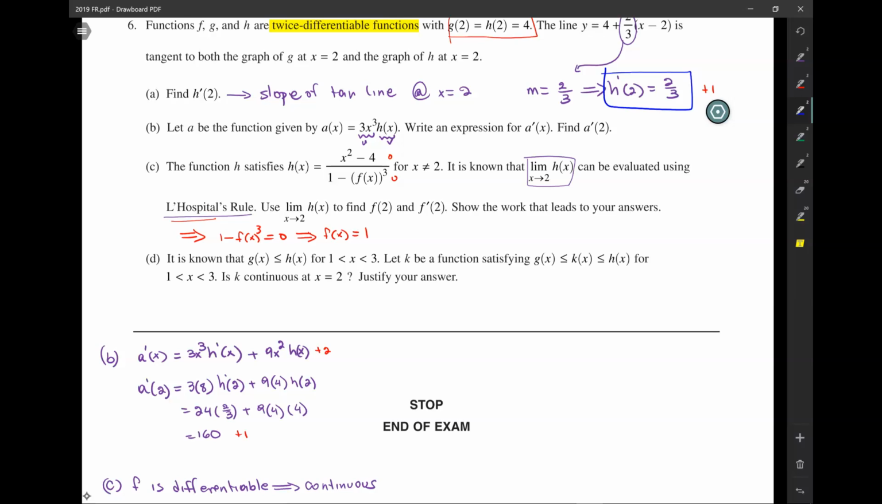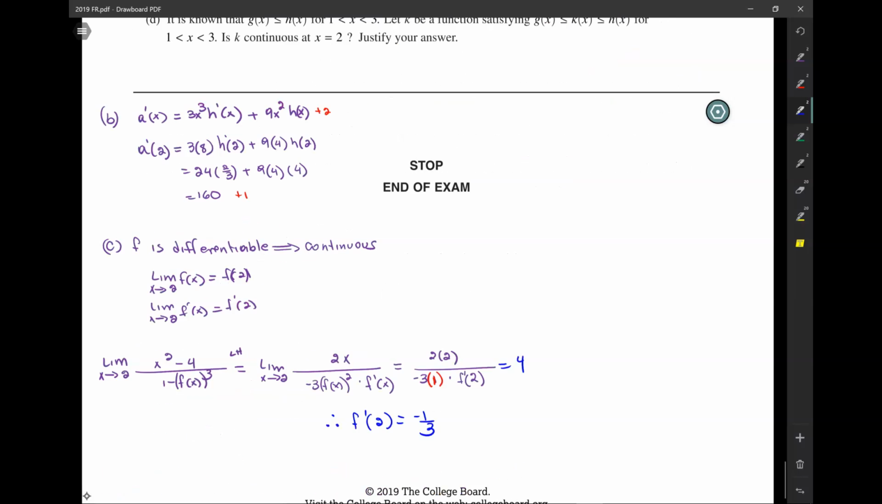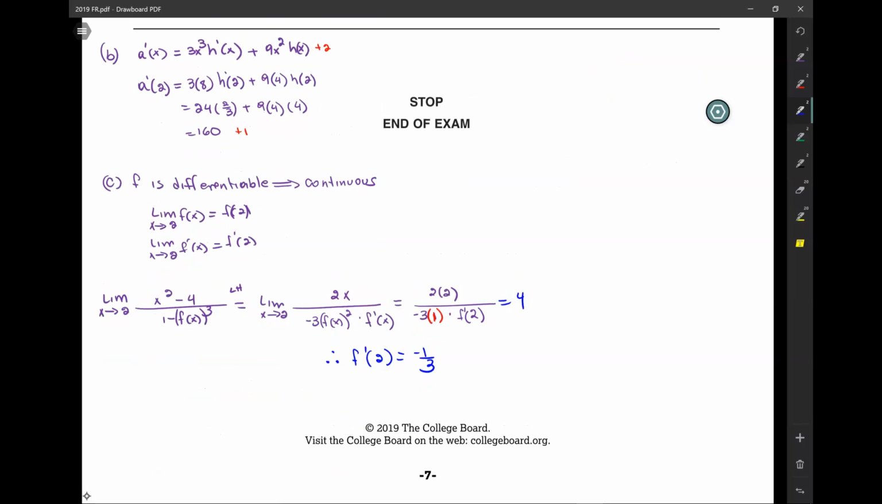Then you have to apply L'Hopital's rule, which we do here. We apply L'Hopital's rule, and then we get to this point. This is just applying L'Hopital's rule. Now here we're going to put in f of 2 from what we just talked about. And then we have an unknown. Okay? We have an unknown. So I need to set it equal to something in order to be able to solve for the unknown.